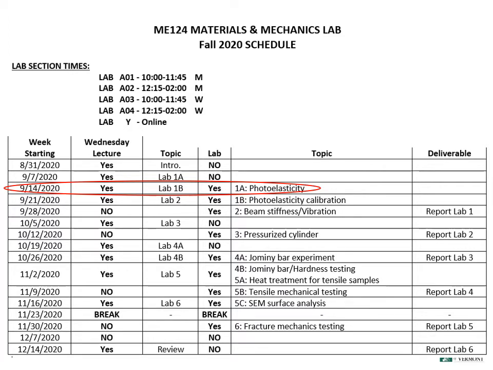Depending on which mode you signed up for and which section you signed up for, which we can reference up here, will determine which lab you attend, at what time, and in which mode. If you signed up for Lab A01, that's going to be on Mondays from 10:15 to 11:45 in person. Lab A2 is in person as well, Mondays from 12:15 to 2 o'clock. Lab A3 is 10 o'clock to 11:45 on Wednesdays, and Lab A4 is 12:15 to 2 o'clock on Wednesdays. Again, all these labs, A01 through A04, are in person. If you signed up for the online version, we'll be posting these to Blackboard for you.